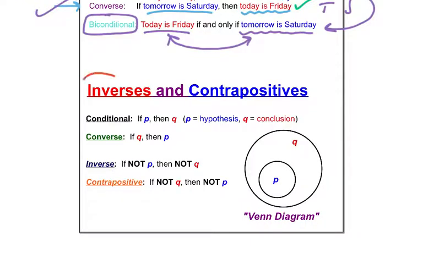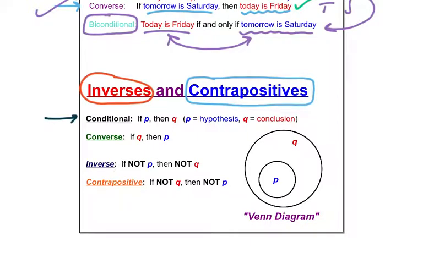We have something that's called an inverse and something called a contrapositive. I almost got ahead of myself. I was too excited. All right, here's your conditional. Ready? Conditional. If P, then Q. Done. P is the hypothesis, Q is the conclusion. We know that. Good. Converse. You know this. We flip it around. If Q, then P.